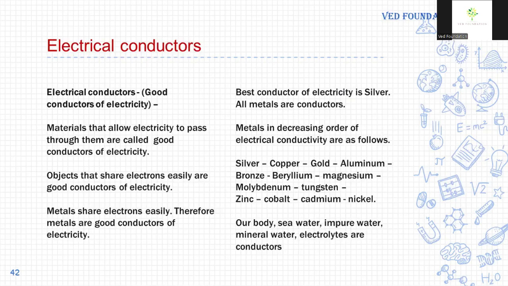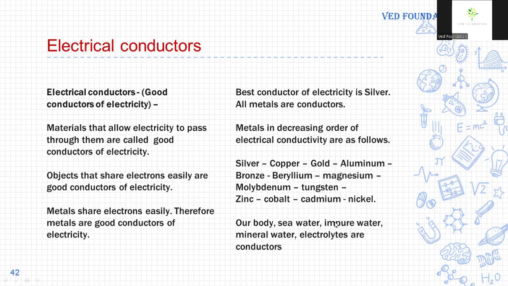The best conductor of electricity is silver, and metals in decreasing order of their electrical conductivity are as follows. The best conductor is silver, second copper, then gold, aluminium, bronze, beryllium, magnesium, molybdenum, tungsten, zinc, cobalt, cadmium and nickel. So these are the metals arranged in decreasing order of their electrical conductivity. The best electrical conductor is silver, and cadmium and nickel are poor conductors of electricity.